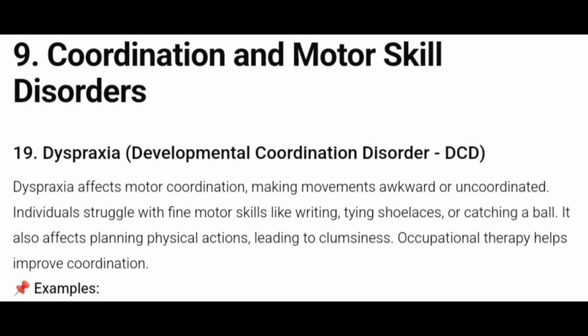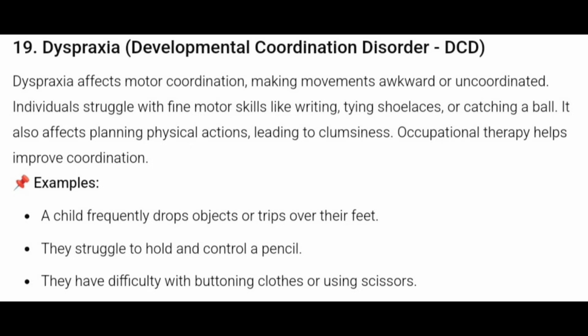It also affects planning physical actions leading to clumsiness. Occupational therapy helps improve coordination. A child frequently drops objects or trips over their feet. They struggle to hold and control a pencil. They have difficulty with buttoning clothes or using scissors.